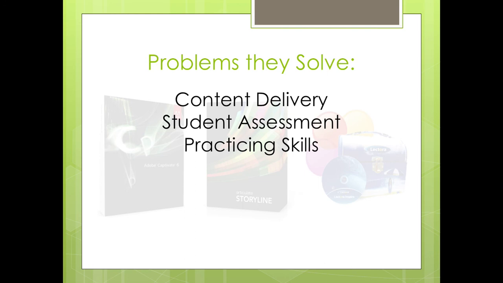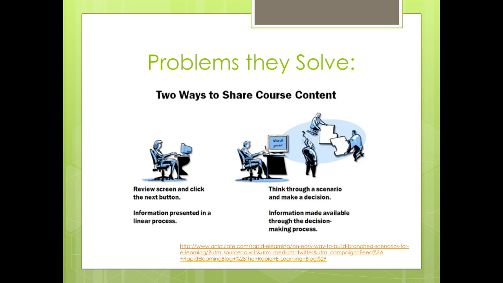So the problem they solve is content delivery, student assessment, and practicing skills. The content that's delivered can be done in a linear fashion with user-selected navigation or in a branched fashion. Here's a diagram that I took from the Articulate website, which shows a linear process versus the decision-making process with the branch scenarios.